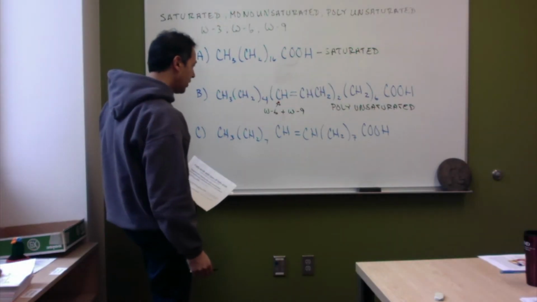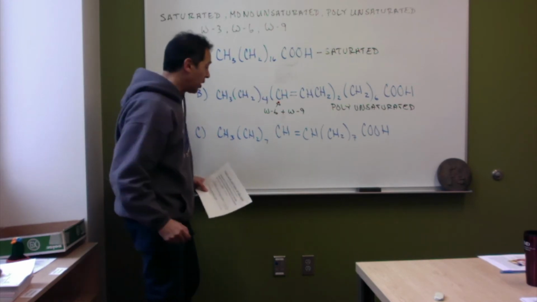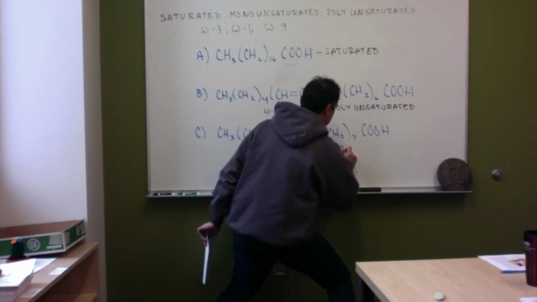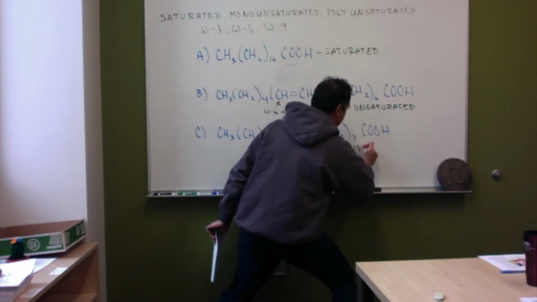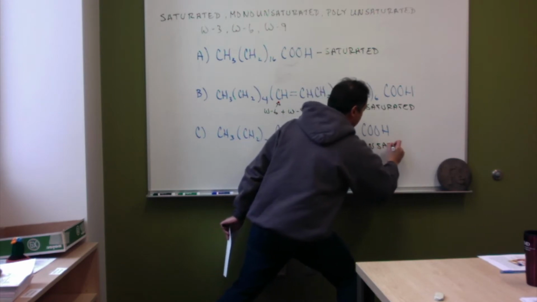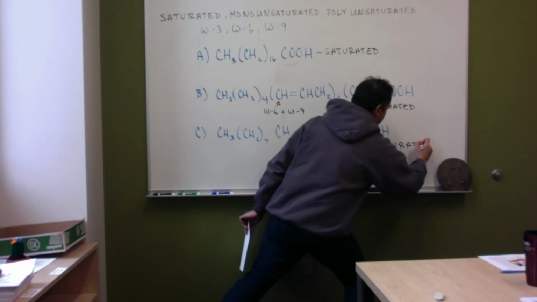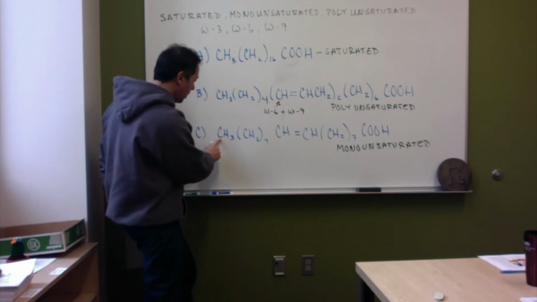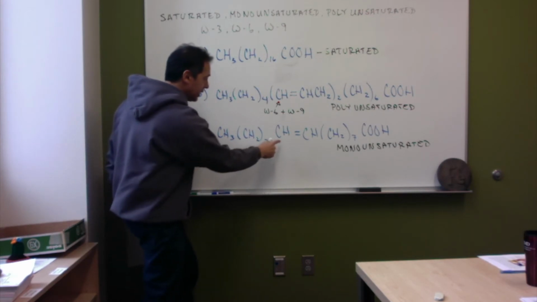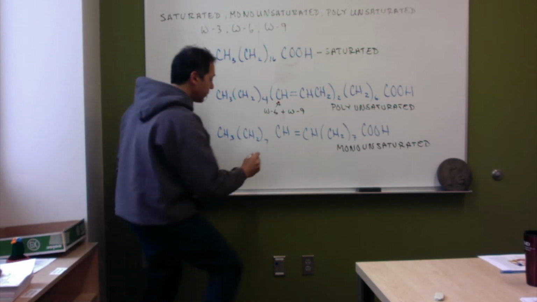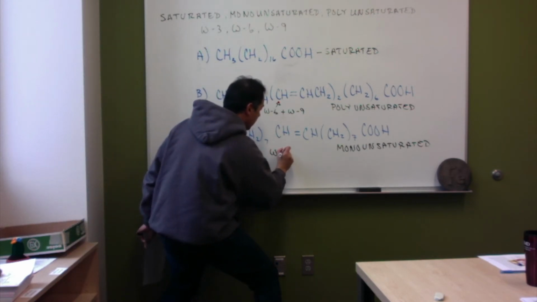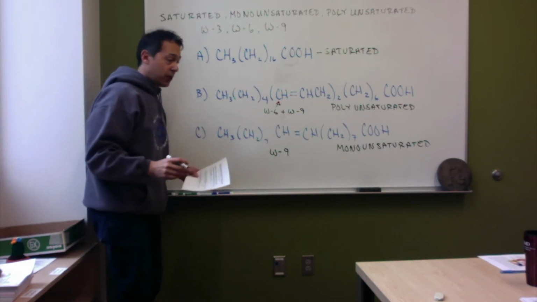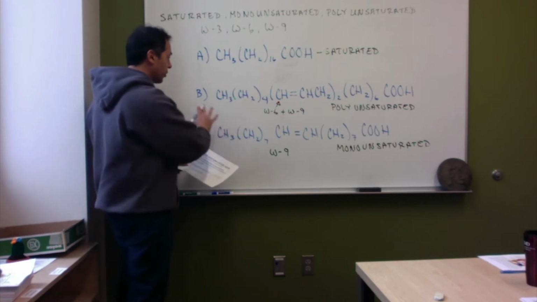And then this last one down here, we see double bonds, okay? And let's see, how many of them? It looks like just one double bond here. And so this one becomes monounsaturated. And where is that double bond? It's on the 1 plus 7 is 8, 9. So it's off of the 9th carbon. So this is going to be omega 9. Omega 9 fatty acid.